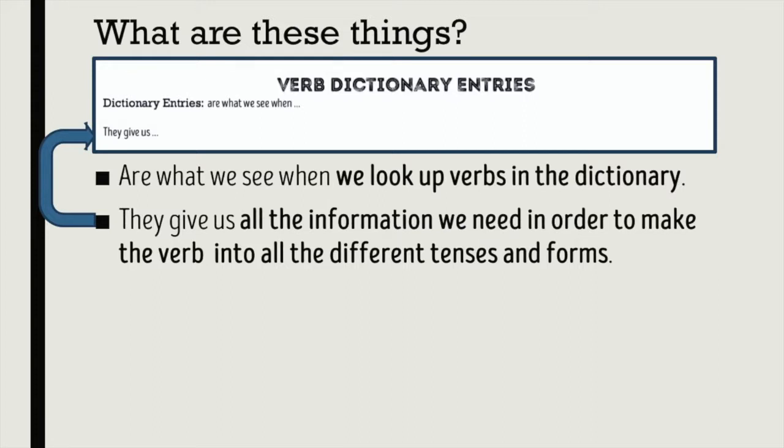So, in English, you know that the word "runned" isn't right and you need to say "ran" because it sounds right to you. But in Latin, you've got to go look up how to form the past tense. And so this gives us all the information we need.